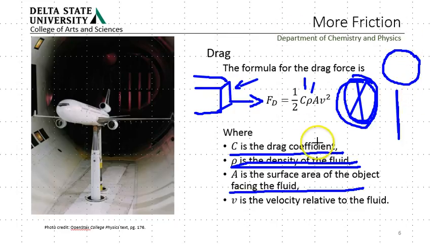The drag coefficient takes into account the shape, right? The area takes into account the size. And then last on here, after area, is the velocity. And this all goes as velocity squared. All right, all goes as velocity squared.